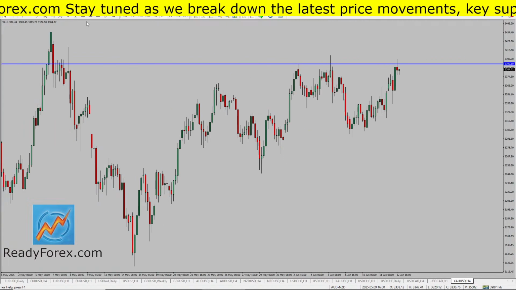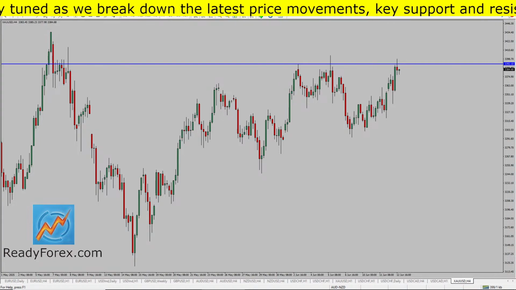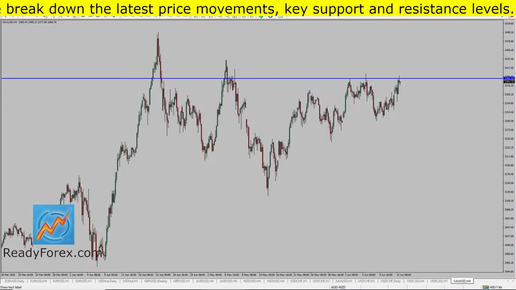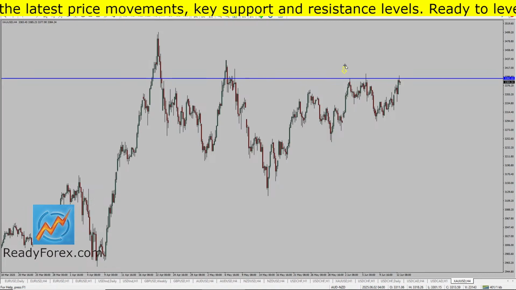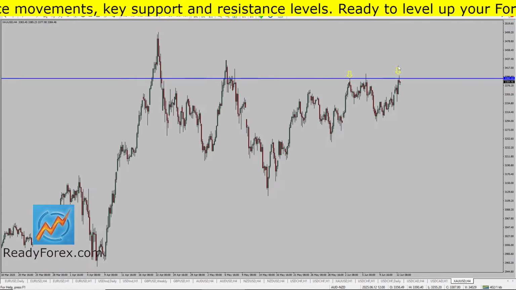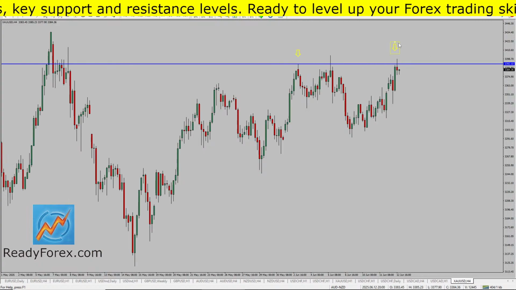So market is probably going to find some resistance, but to me it is an uptrend. Market is trying to rise up more. Let me show you. Here's the resistance level. So we're getting the same resistance right over here. Okay, let me zoom in a little bit.